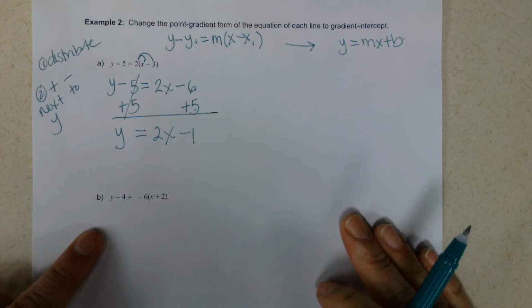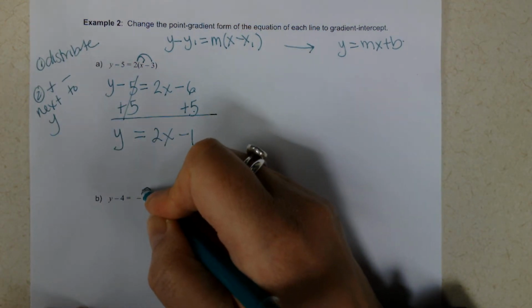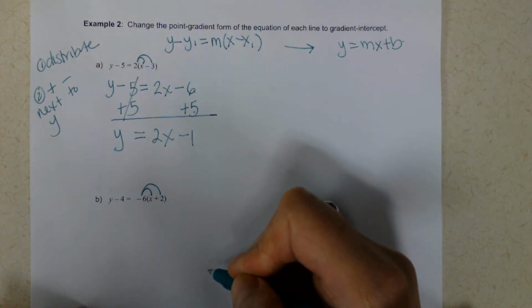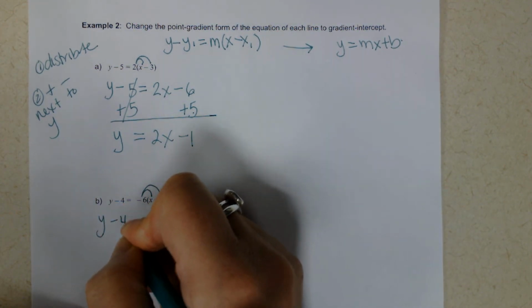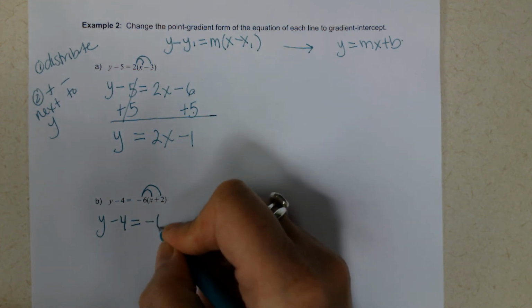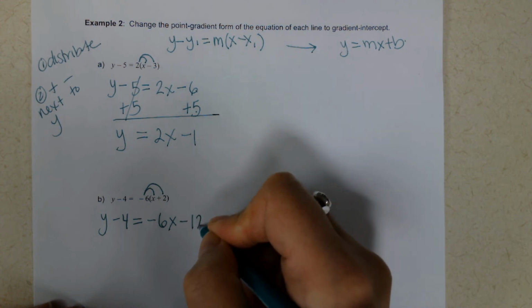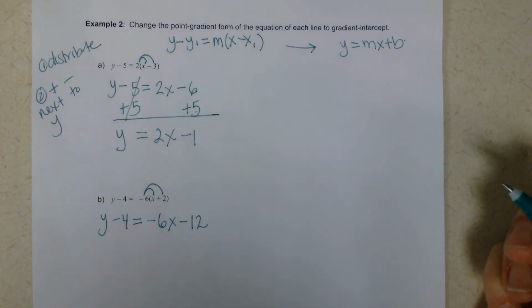Let's try part B. First, distribute. -6 times x, -6 times +2. So y minus 4 equals, and notice I'm always rewriting that, -6 times x, -6x. -6 times +2 is -12.